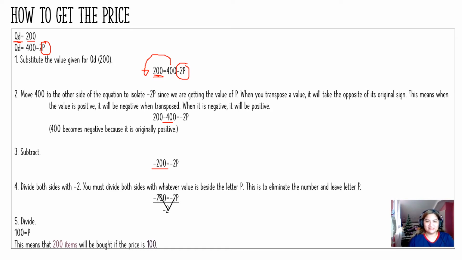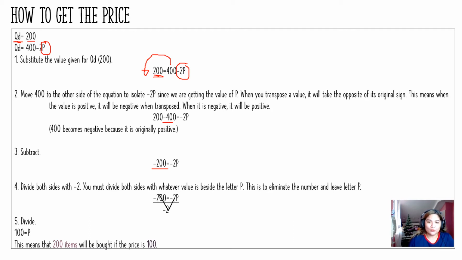So once you're done with the subtraction, you are now going to proceed with division. Why? Because we have to eliminate this value beside the letter P. So only letter P would remain on this side. In order to eliminate this number, we are going to divide both sides with the same value beside the letter. In this case, this is negative 2p. So you will divide both sides by negative 2.